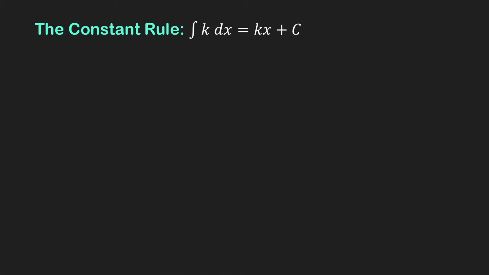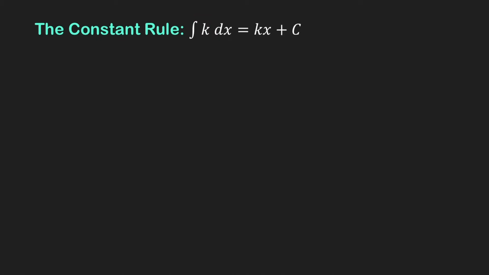Here's the constant rule. It tells us that the integral of k with respect to x, where k is a constant, is equal to k times x and then plus c, where c is the constant of integration. This means that these are the functions whose derivative is equal to k. And that is very easy to verify. So when we differentiate the right-hand side with respect to x, we'll get a derivative which is equal to k.